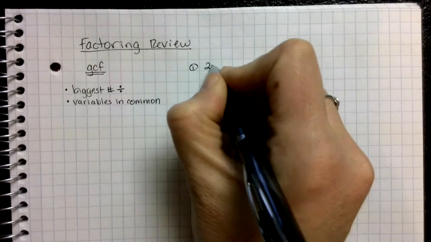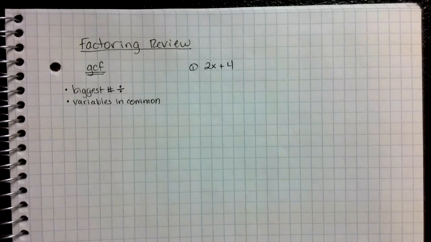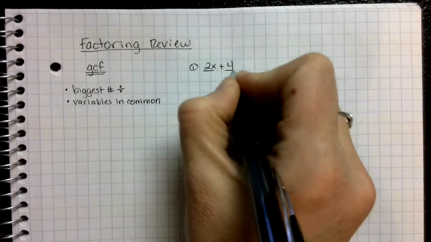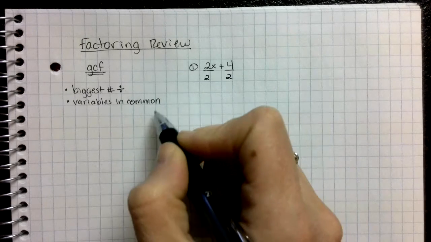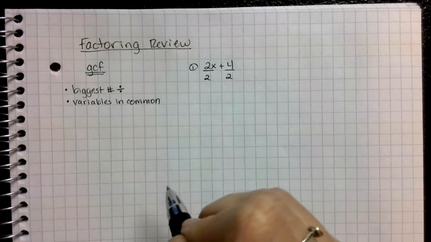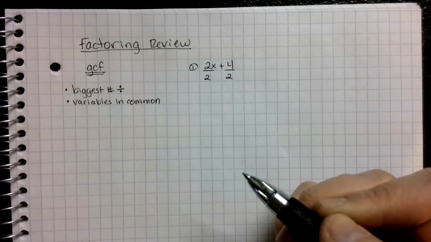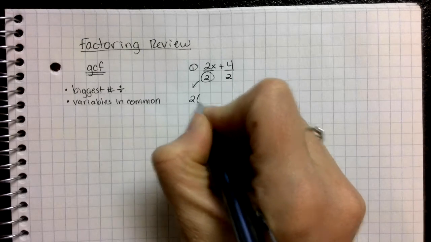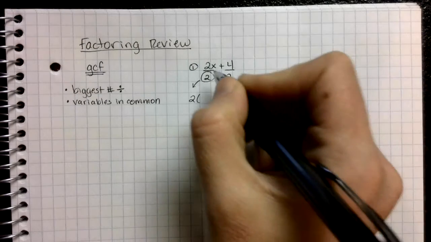Okay, so just a real basic example. If we have 2x plus 4, when we go through this, we're looking for the biggest number we can divide by, which is 2. And then do we have any variables in common? In a case like this, where both terms do not have a variable, they obviously don't have any in common. Whatever it is that you're dividing by goes on the outside of the expression.